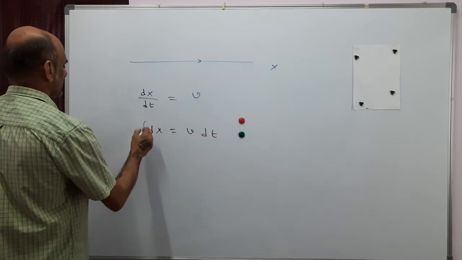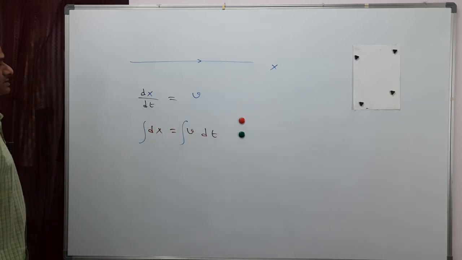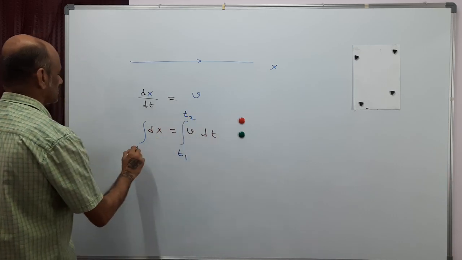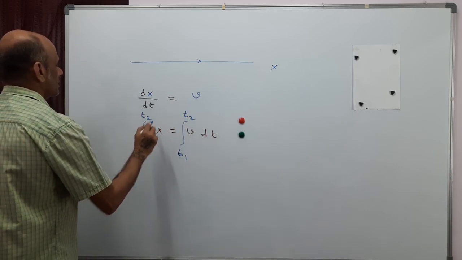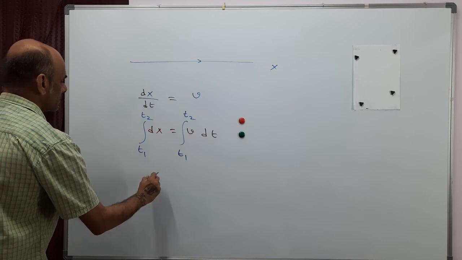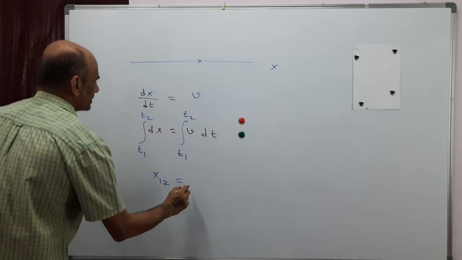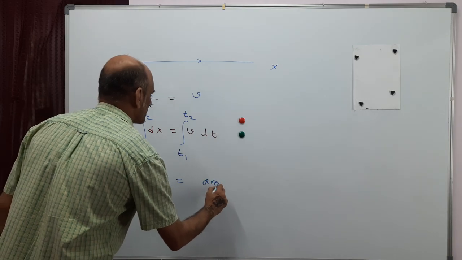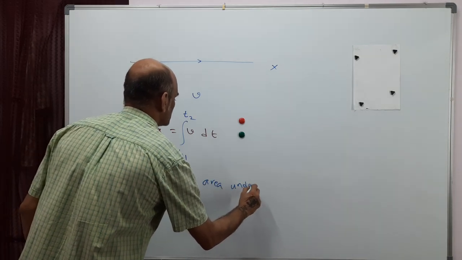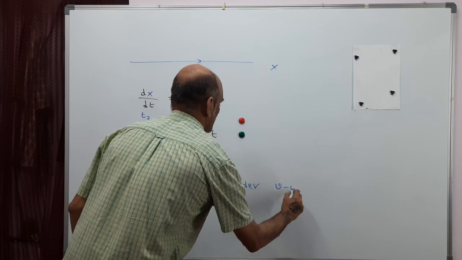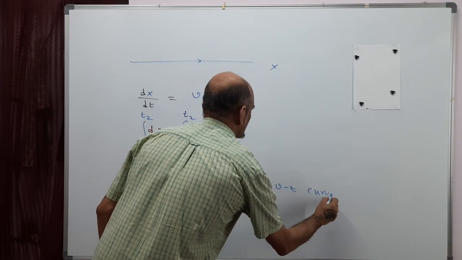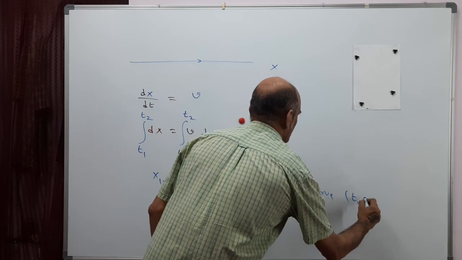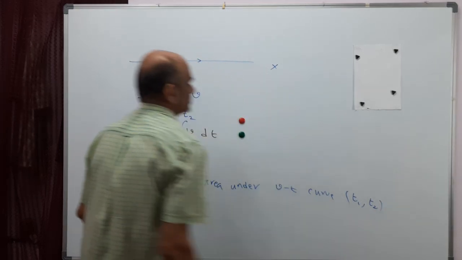Integrating both the sides, between the time interval, I'll get the displacement made in this time interval. This can be interpreted as the area under the velocity time graph between the limits t1 to t2.